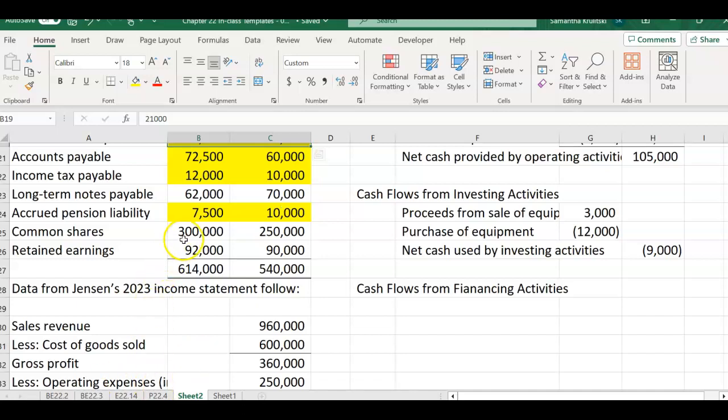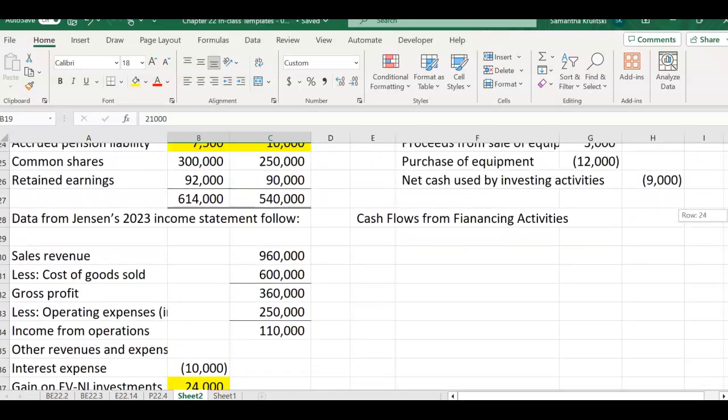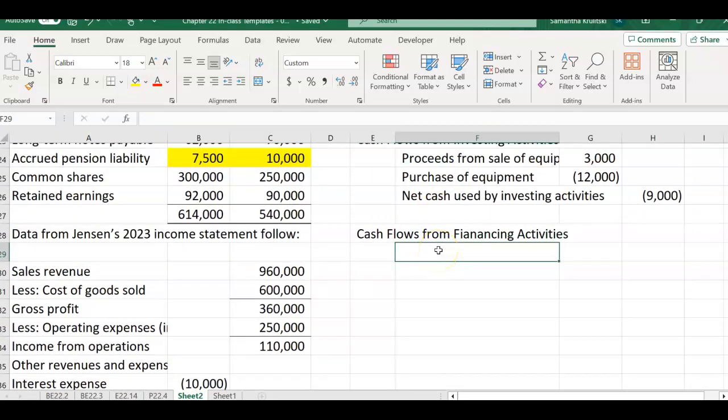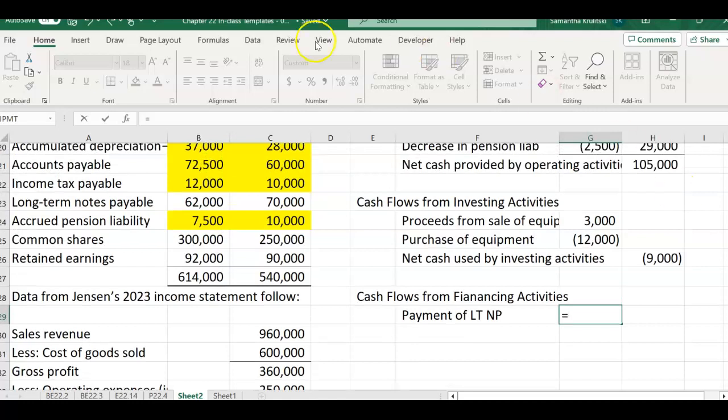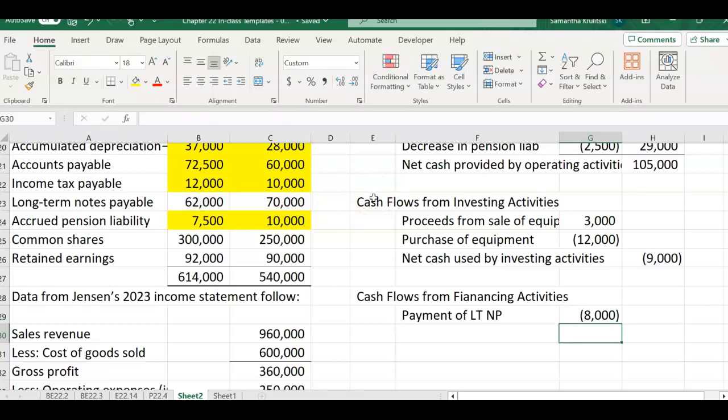And we've got some changes in our common shares. So we're going to have to analyze that common share account, and we're going to analyze our retained earnings account. So we must have made some payments of our long-term note payable. I'm going to come on up here, and obviously it's going to be a cash outflow. I'm going to take my current year and subtract my prior year. So I can see I've made $8,000 of payments on that note payable.